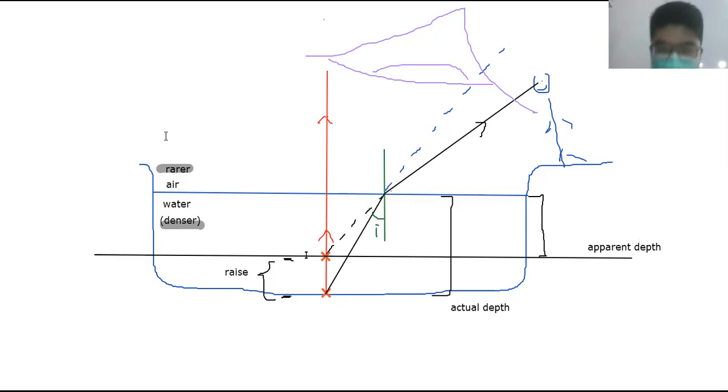But this only happens sometimes, right? If you stare at the wrong point, then you see the actual depth of the wrong spot. What do you mean wrong spot?